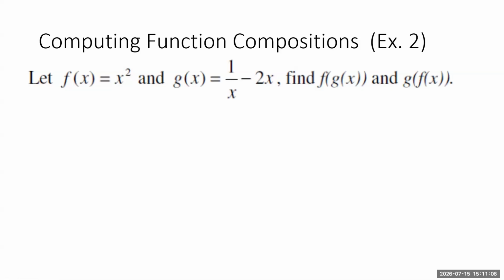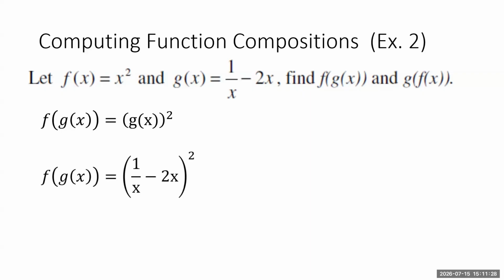Example 2, computing function compositions. Let f of x equal x squared and g of x equal 1 over x minus 2x. Find f of g of x and g of f of x. First, we find f of g of x. F of g of x is equal to the quantity g of x squared. Since g of x is 1 over x minus 2x, for f of g of x, I have the quantity 1 over x minus 2x squared.